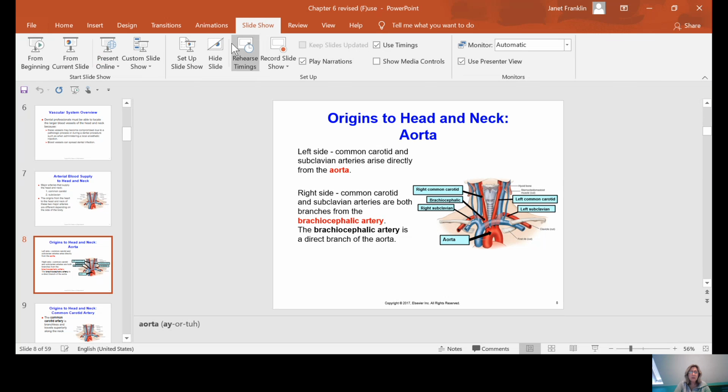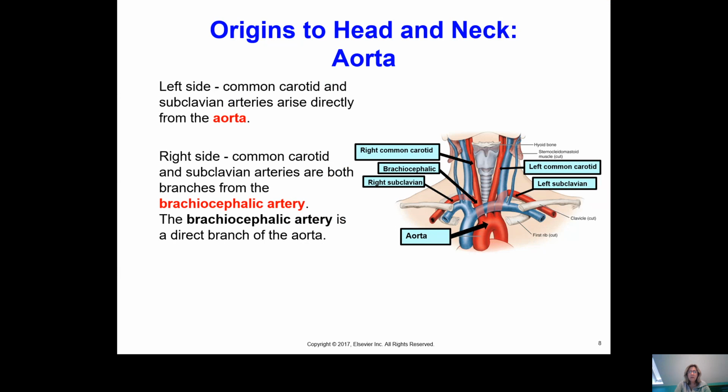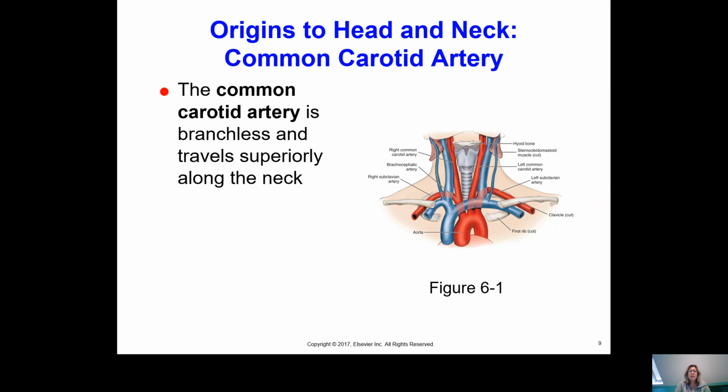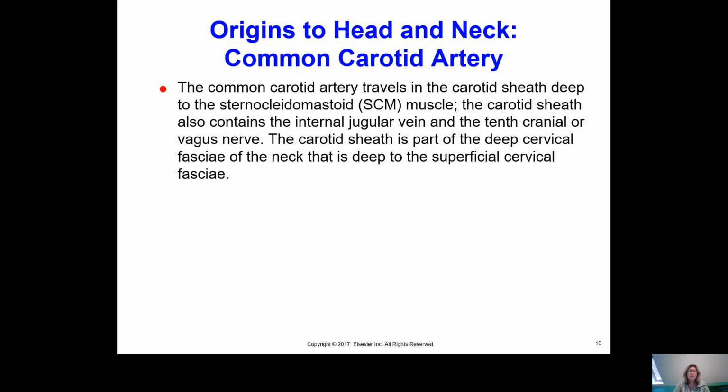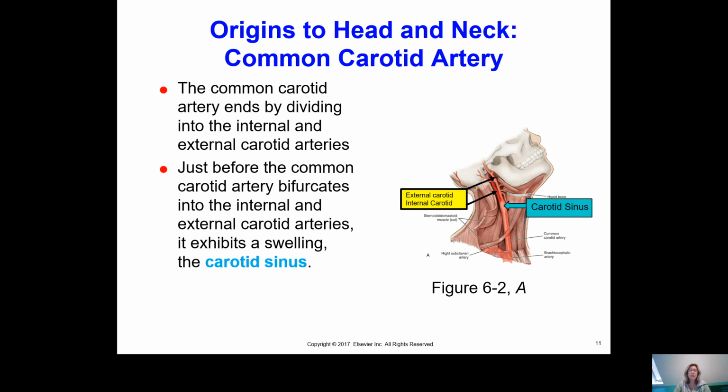Put this on a slideshow so we have a little bit bigger of a picture here. Okay. The common carotid artery is branchless and travels superiorly along the neck. So it runs up superior toward the head. The common carotid travels in the carotid sheath deep to the sternocleidomastoid muscle. So if you remember from your directions, deep would be underneath or closer to the midline. The sternocleidomastoid muscle would run basically over it. The carotid sheath also contains the internal jugular vein and the 10th cranial or vagus nerve.